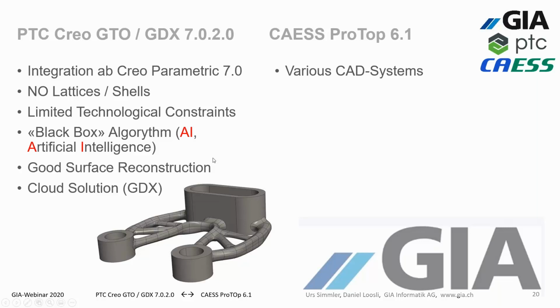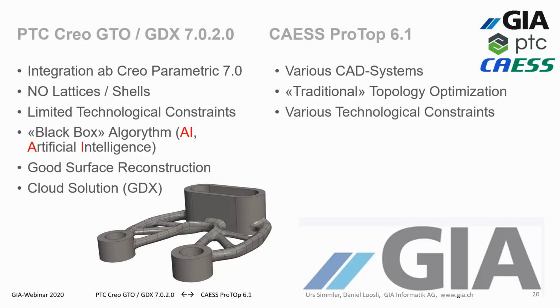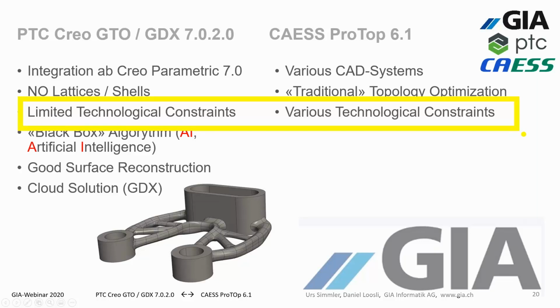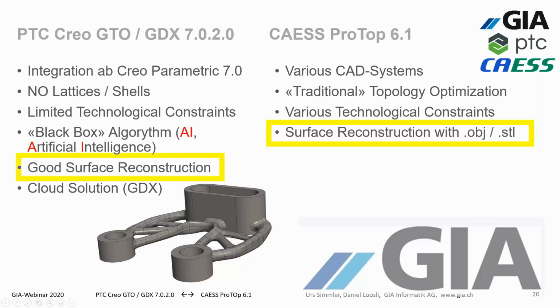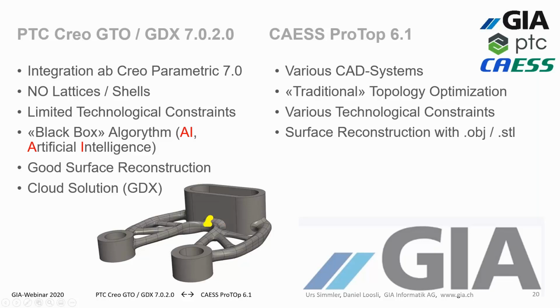Let's have a look at the CAESS. I mean, you can feed CAESS with input from different CAD systems. It's a traditional topology optimization. You can read the documents about the technology behind it. Right now, the CAESS solution has a little bit more technological constraints. The surface reconstruction is not, let's say, that easy as in Creo Parametric, but at the end of the day, I mean, we saw that the surface is not really symmetric.